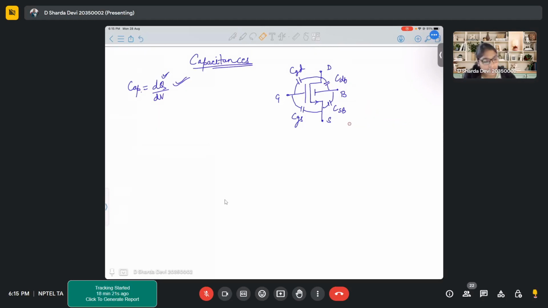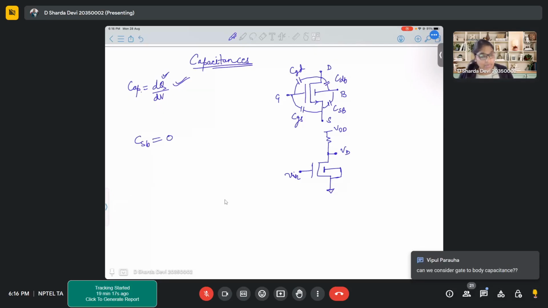Now, these capacitances, as you can see, are connected between different terminals, and there are multiple terminals coming into picture. Let's say you connect your transistor in a common source fashion, considering that your body and source are shorted for now. If body and source are shorted, then CSB will be zero.